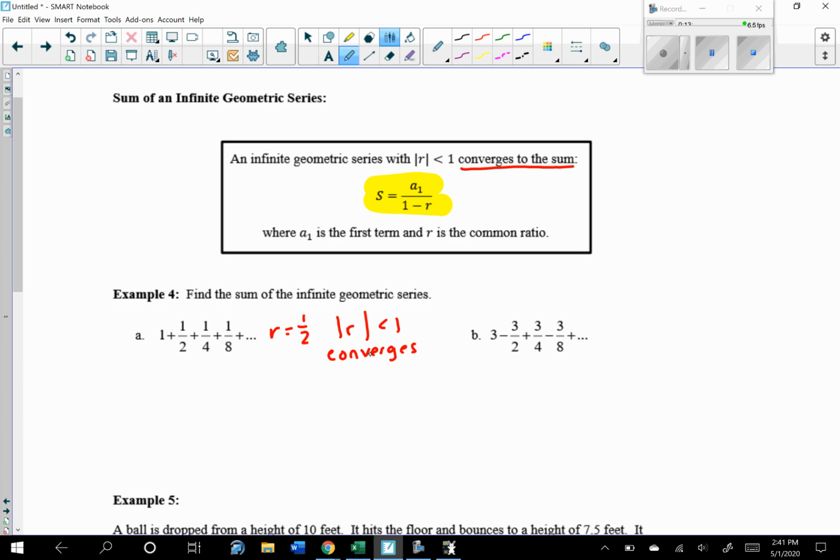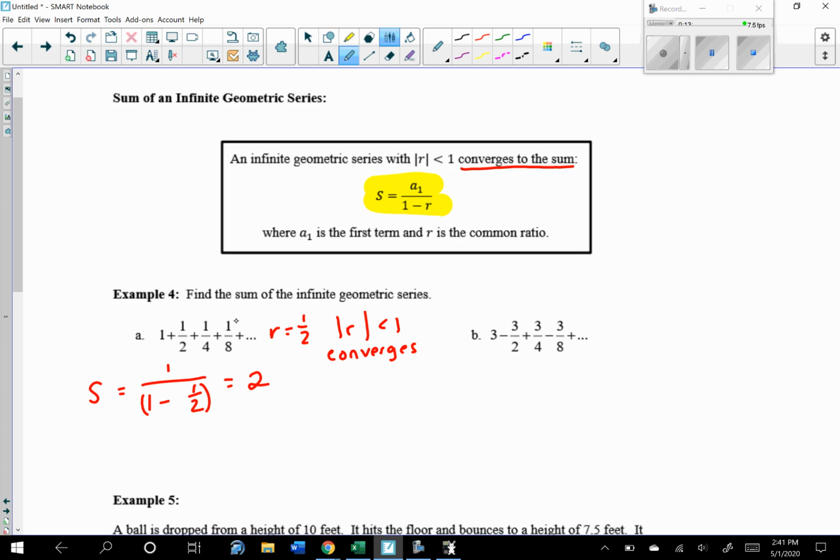and has a sum. So to find the sum, I'm going to use that formula. So the sum is equal to the first term, which is 1, over 1 minus my common ratio, which is 1/2. So if I were to evaluate this, the sum that we would be approaching would be equal to 2.